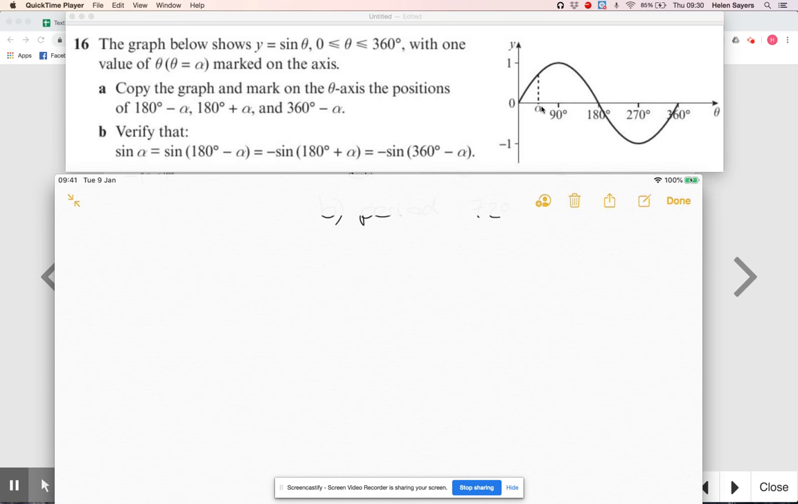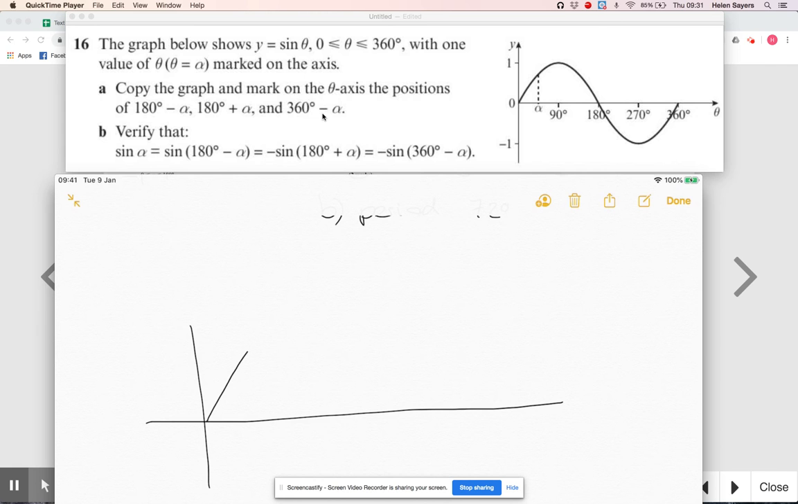theta equals alpha. So alpha is a specific point on that curve. Copy the graph and mark on the theta axes the positions of 180 minus alpha, 180 plus alpha. Okay, that's a bit of a warm-up question. So this isn't an exam question, it's not quite that style.